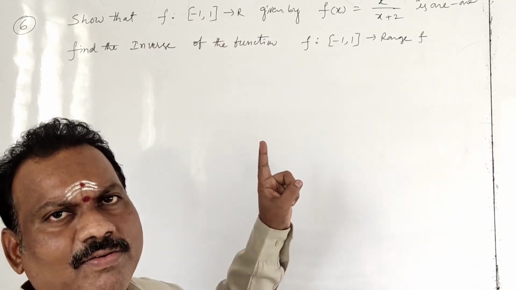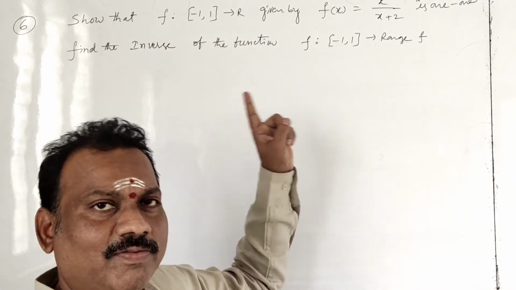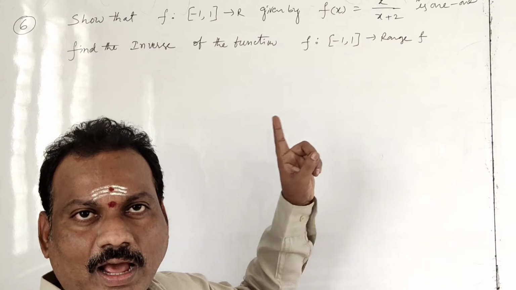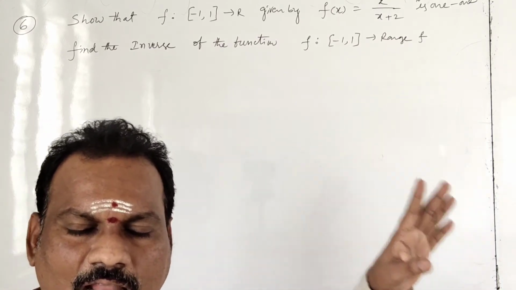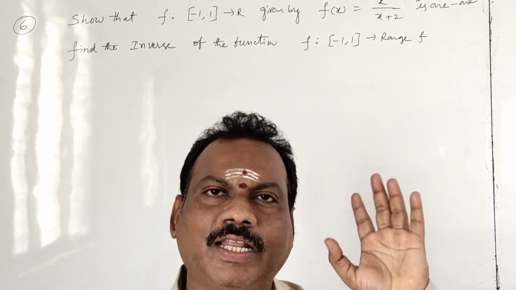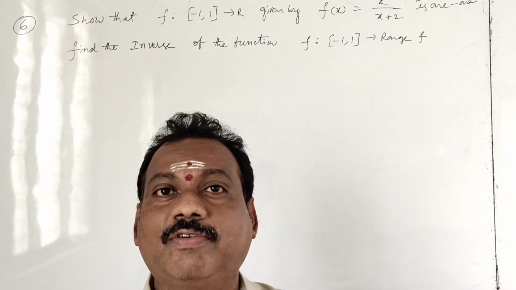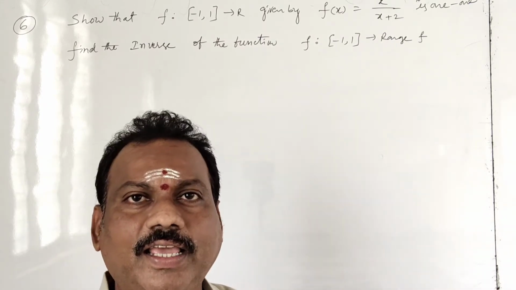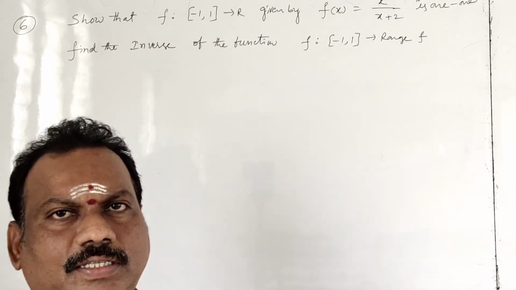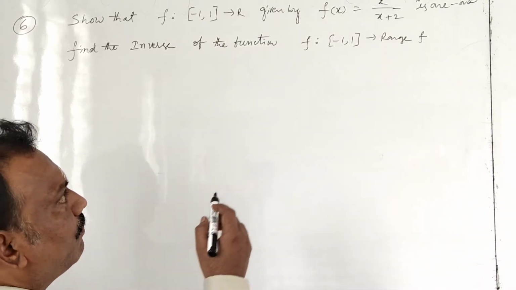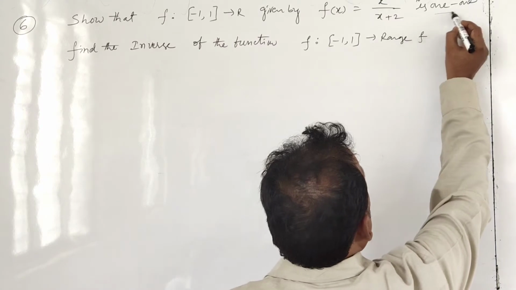Now they are asking to show that it is 1-1. First prove it is 1-1. After that we are going to say what is f inverse. In that case we will follow a different process. Clear, students? Now first we are checking whether it is 1-1 or not.